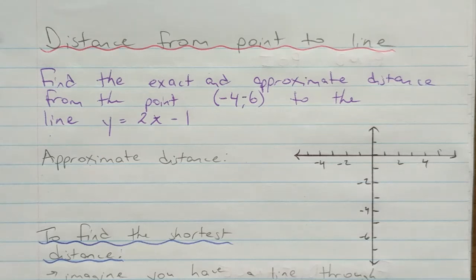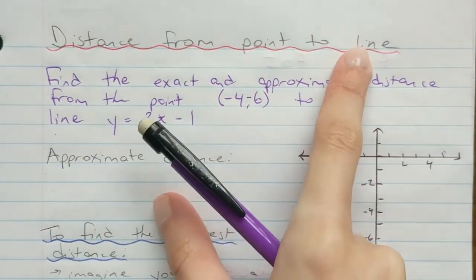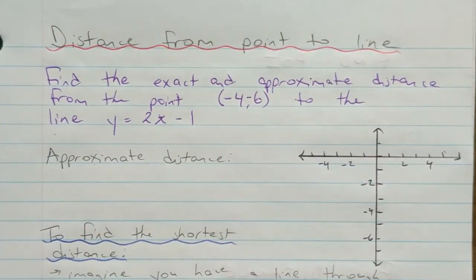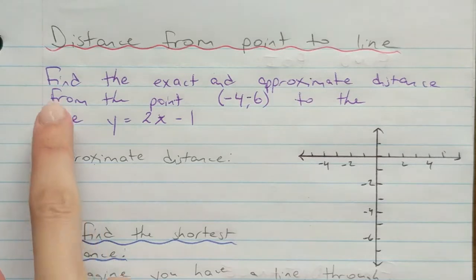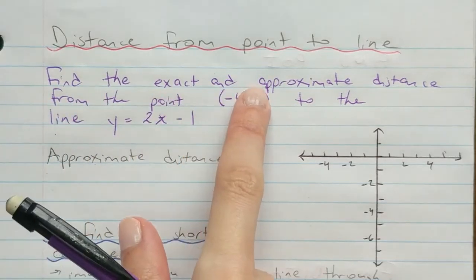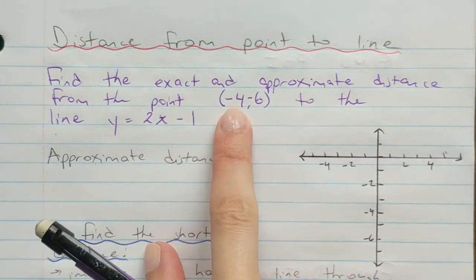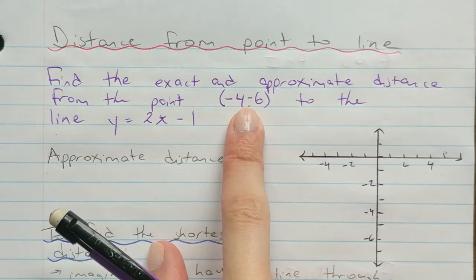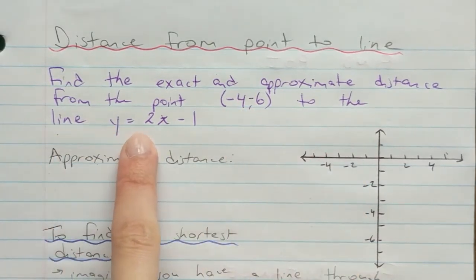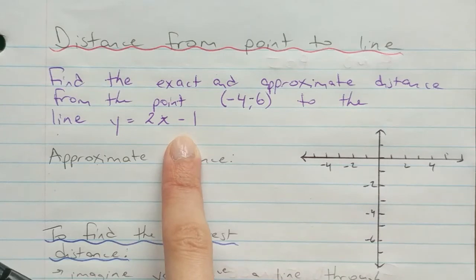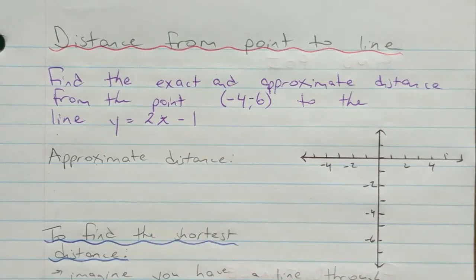Okay everyone, so in today's lesson we are going to talk about how to find the distance from a point to a line. An example question that you might get is this one. Find the exact and approximate distance from the point -4, -6 to the line y is equal to 2x minus 1.